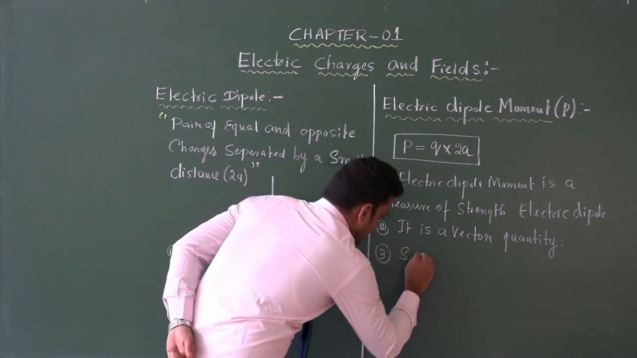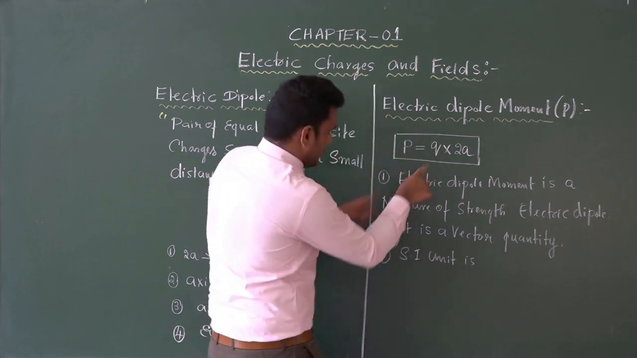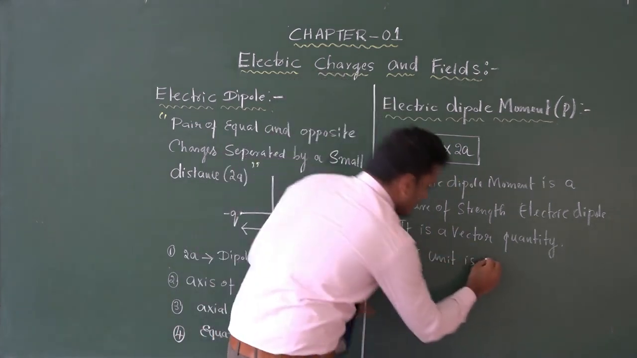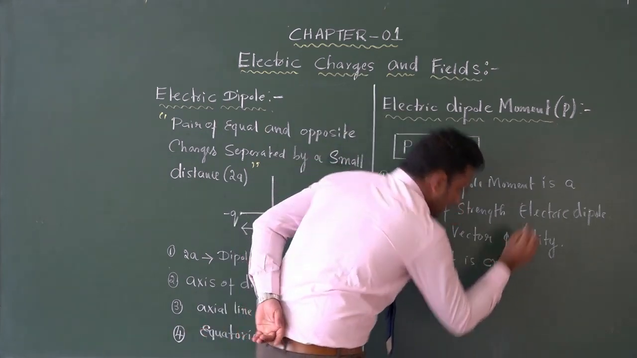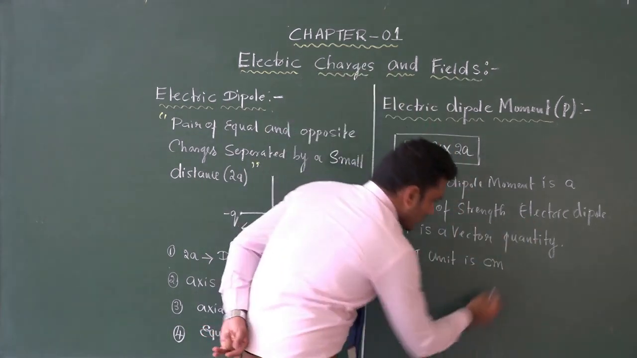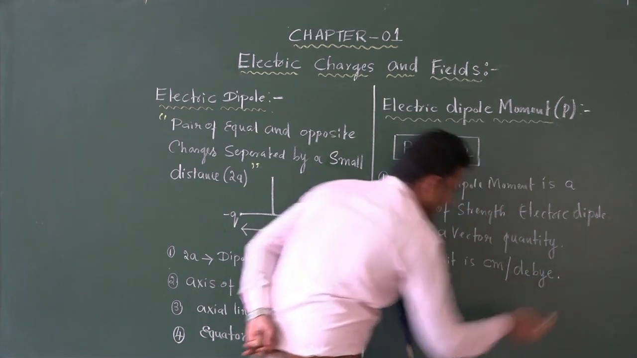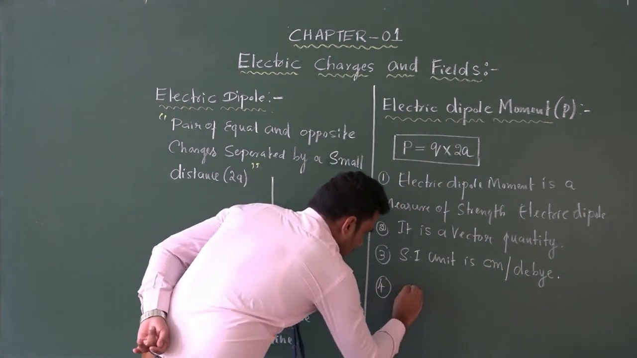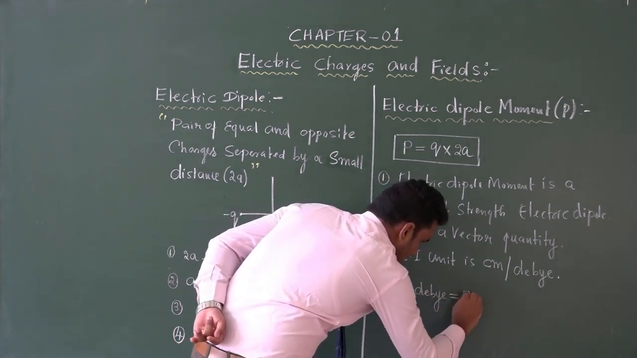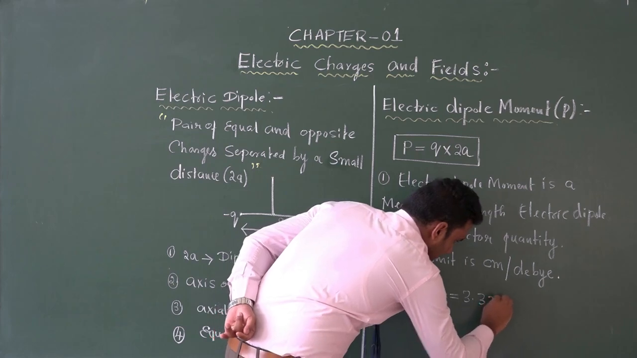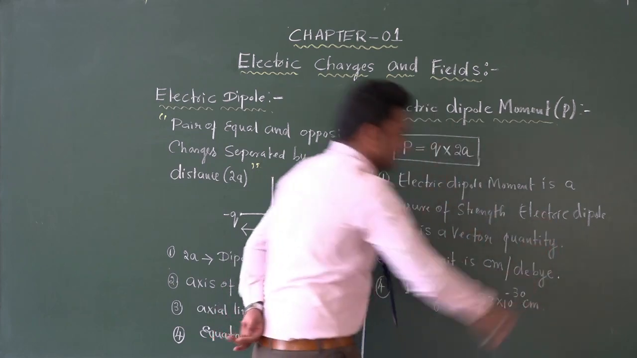And the SI unit is, look at the SI unit. What is the SI unit of charge? Coulomb. Into distance. What is the SI unit of distance? Meter. So the unit is coulomb meter. One more unit is there, that is Debye. 1 Debye is equal to 3.33 into 10 to the power of minus 30 coulomb meter.